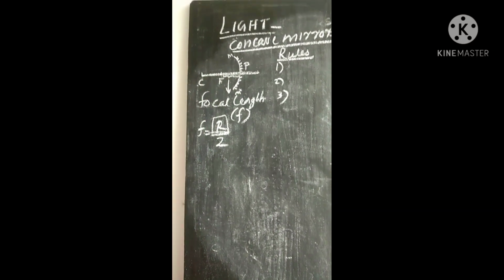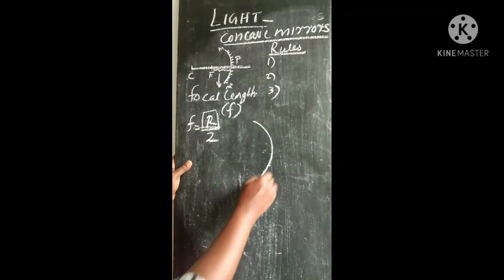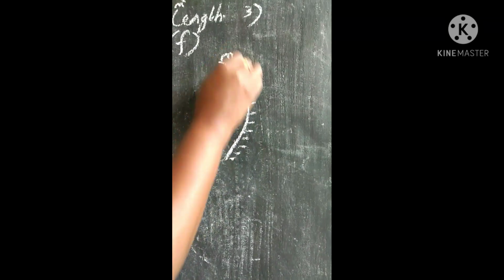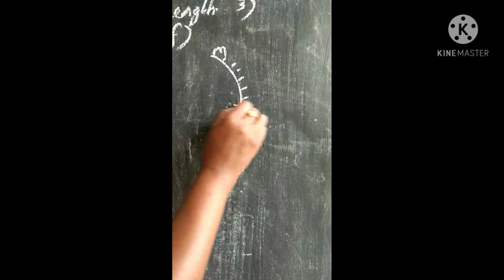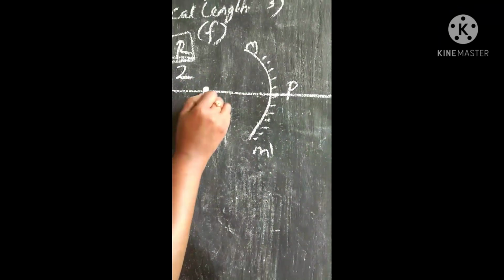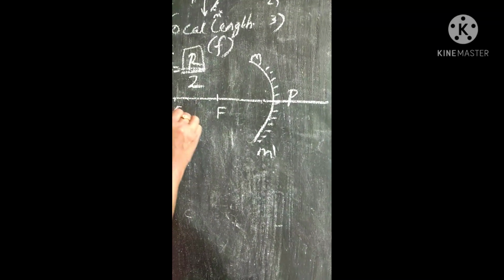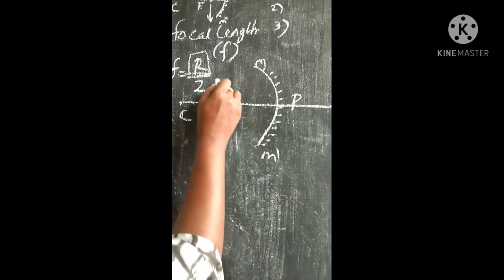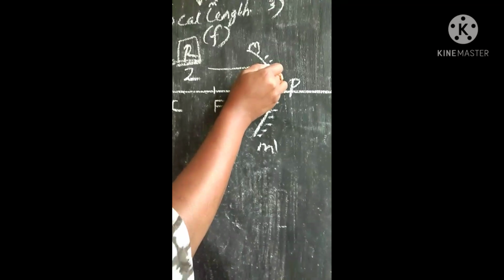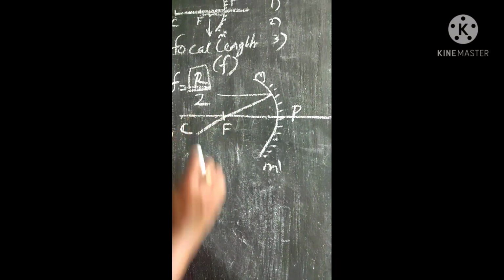So let me discuss the different rules for image formation. First rule, listen carefully. This is a concave mirror having an aperture MN, and this is the first rule. This is the principal axis. The first rule says that if a ray is parallel to the principal axis, that ray strikes the mirror at a particular point and it passes through the focus of the mirror.